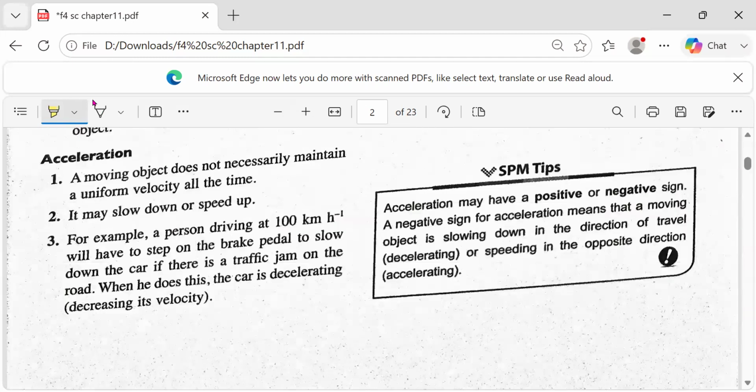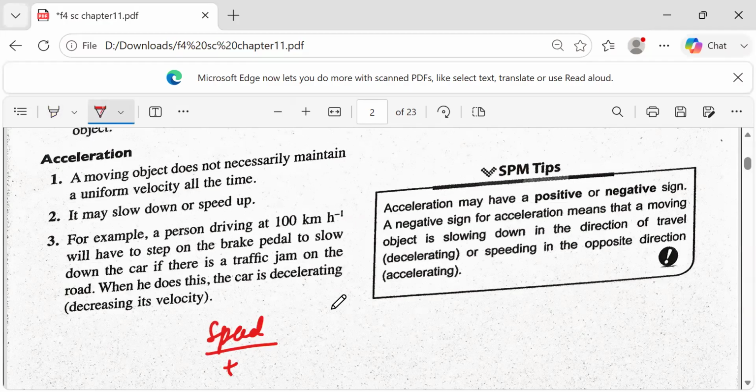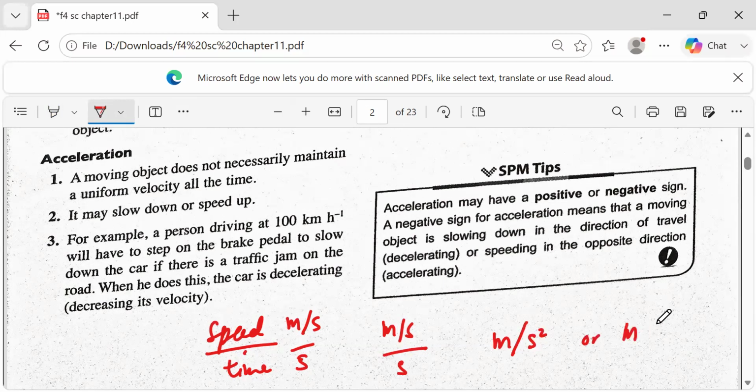Acceleration is change of speed over time. Because speed is meter per second, and time is another per second, acceleration is meter per second per second. So the unit is meter per second to the power of 2. Get it? That's why the unit for acceleration is special. Or we can write it as meter per second squared.